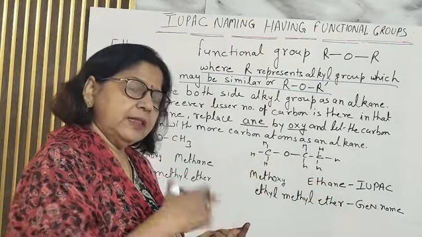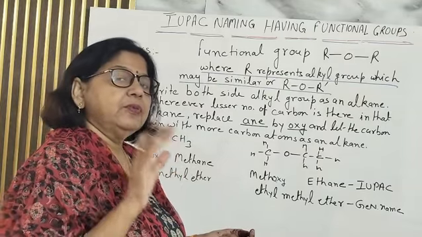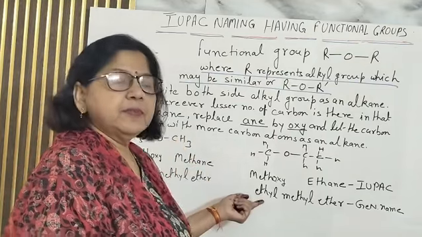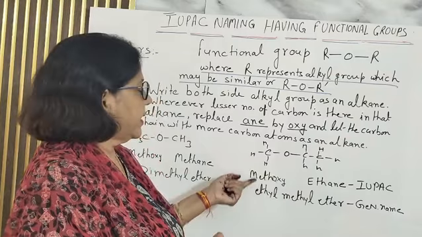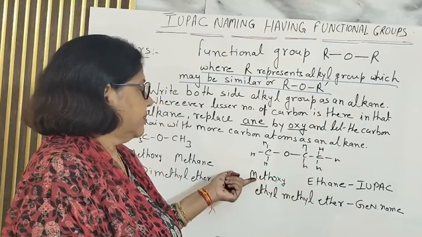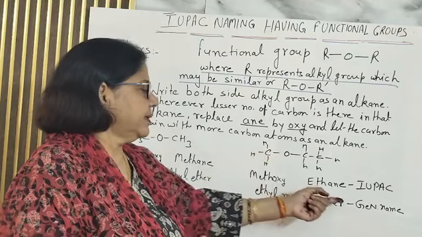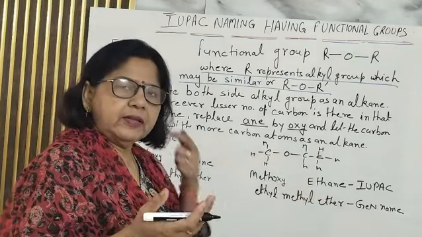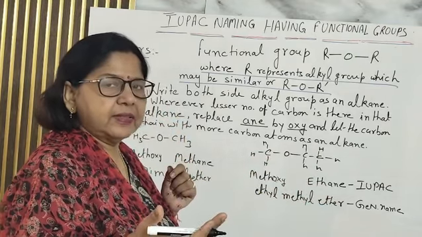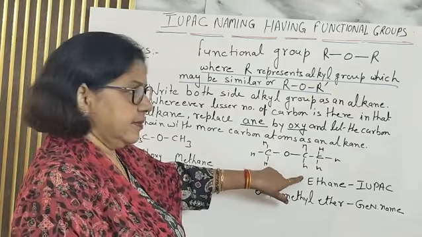Or the general name will be, call them alkyl group. But here one thing to be kept in mind, that you will follow the alphabetical rule. What is that? E comes before M. So we will write ethane as ethyl, methane as methyl: ethyl methyl ether. It is only for your knowledge. Basically in the examination we deal most of the time with the IUPAC name. So the IUPAC name will be methoxyethane.